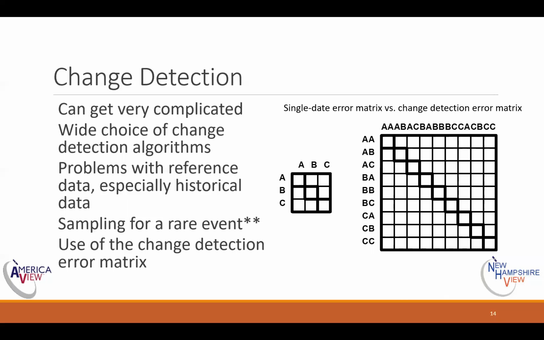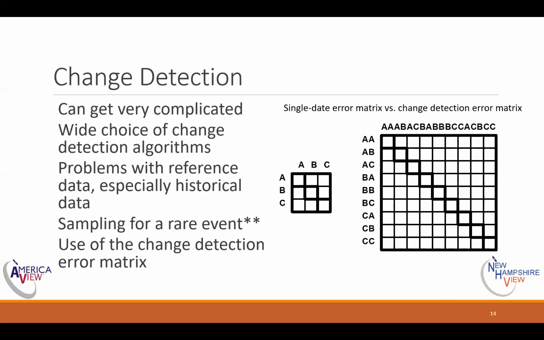So remember, you've got a 3x3 single date error matrix. I need 50 samples per map class, so I need about 150 samples to do the accuracy assessment for that single date. Now I've got 3 classes. How many samples do I need for my reference data for a change detection? Well, it's got 3 classes, but that means 9 different possibilities. So now I need 450 samples to do an accuracy assessment of just a simple 3-class change.